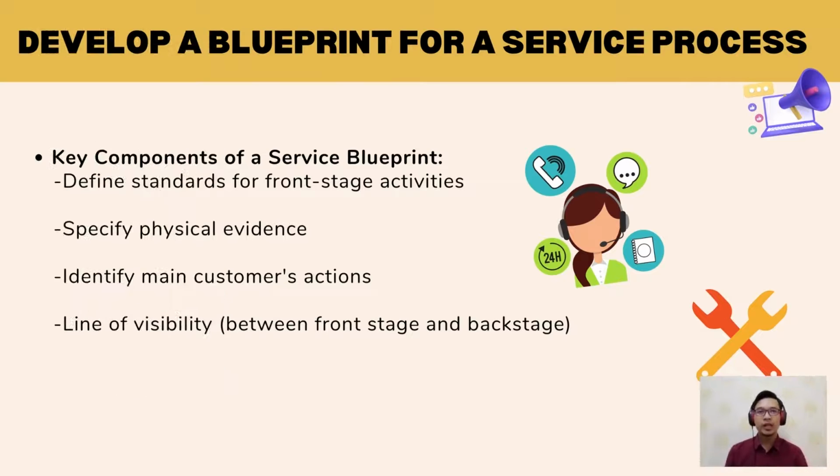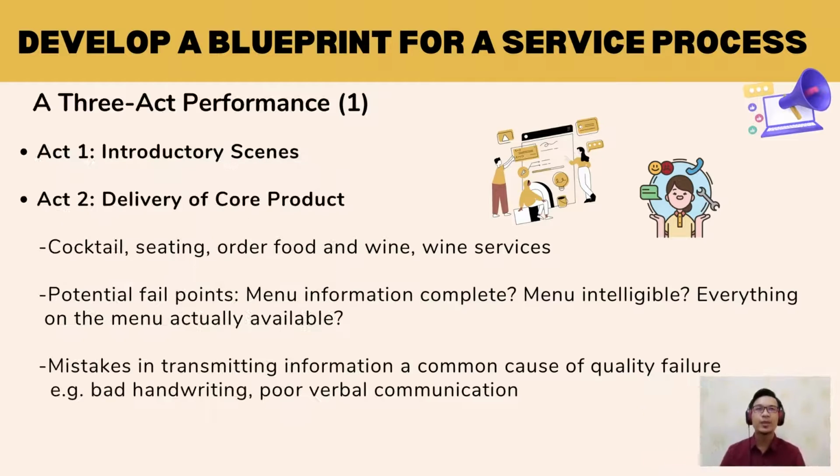Next, key components of a service blueprint. There are 4 points. First, define standards for front stage activities. Second, specify physical evidence. Number 3, identify main customer actions. And finally, line of visibility between front stage and backstage. In developing a blueprint, there are 3 acts of performance. Let me see. Act 1, introductory scenes. Act 2, delivery of core product.